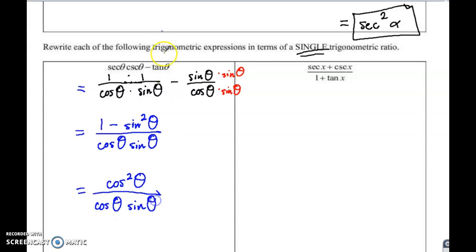And the reason why you should go through that step is because now you could cancel out one of these cosines, because there's 2 cosines on top, there's 1 on bottom, so you're just left with cosine over sine, which is equal to cotangent of theta.